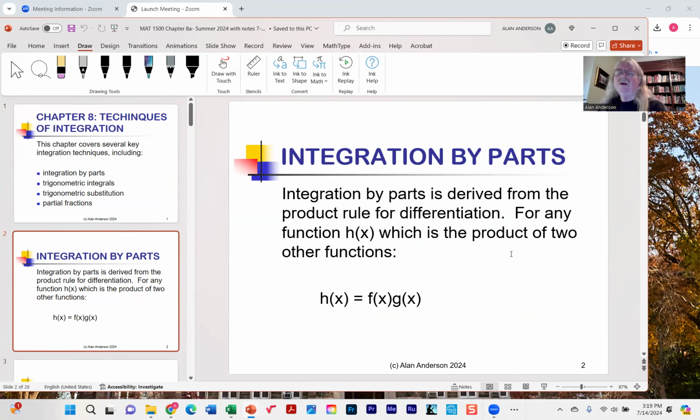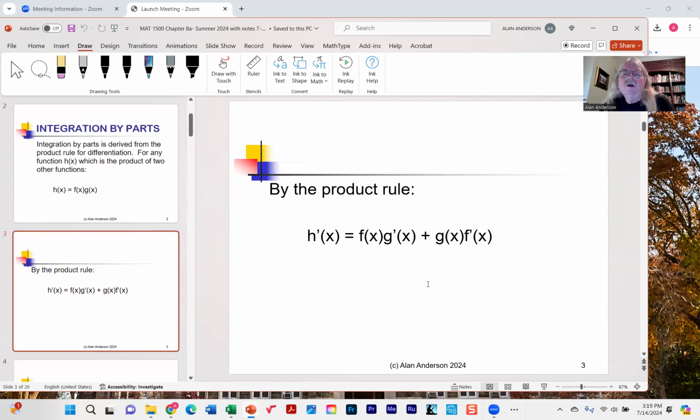Now, integration by parts comes about from the idea that you have a function which is itself a product of two other functions. h of x here is defined as being equal to f of x times g of x. And so, of course, we know how the product rule works. If we differentiate, we have h prime of x equals f of x times g prime of x plus g of x times f prime of x. So we're essentially taking this and rearranging it and using it to come up with an integral for certain specific cases.